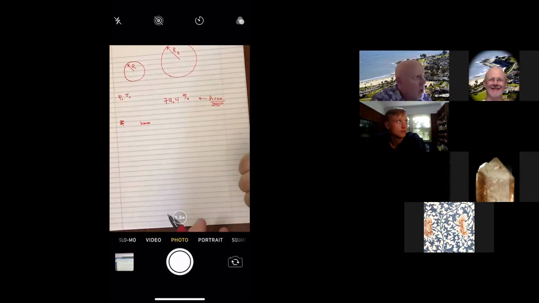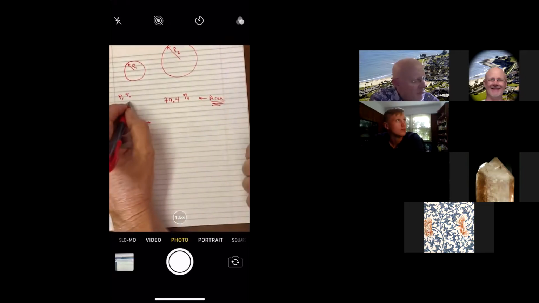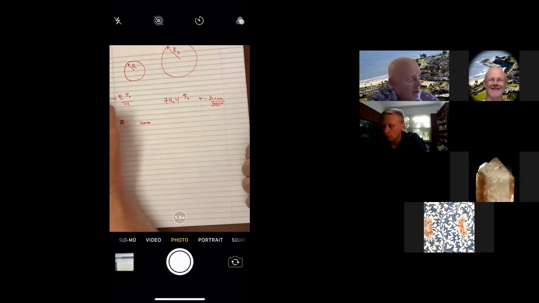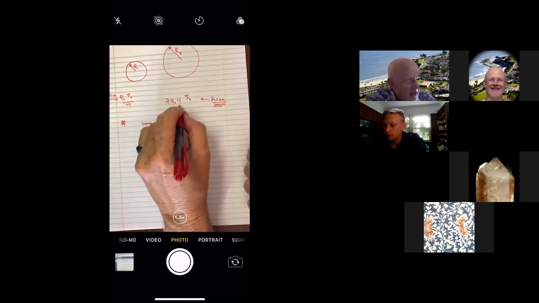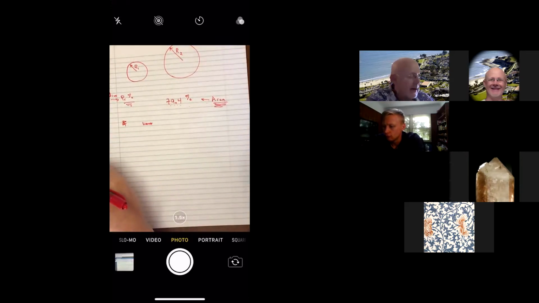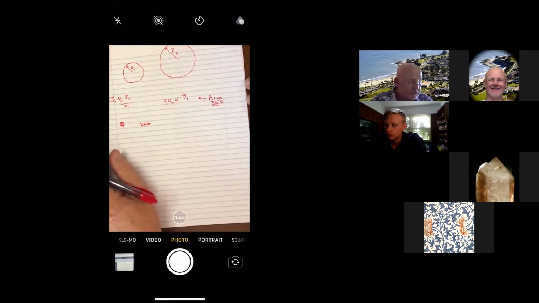Now, I lost the question, but could you help me again? This PR was how much bigger the radius was? Yeah, the radius. Okay, to remind me, I'm going to put the word radius here. And this one right here, the 79, is how much bigger the area is, right? Yes. Okay.